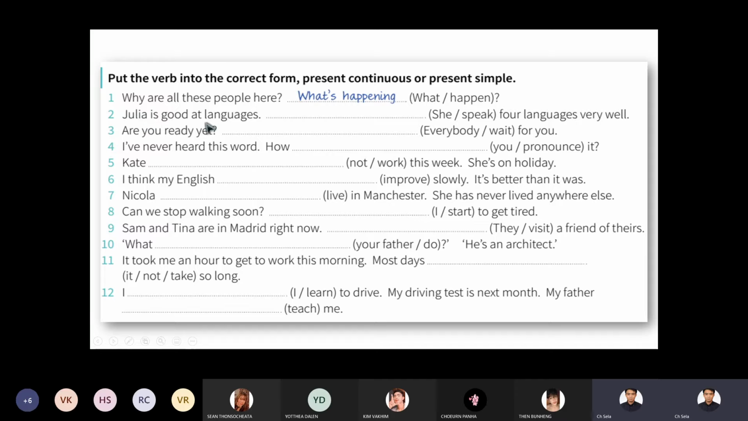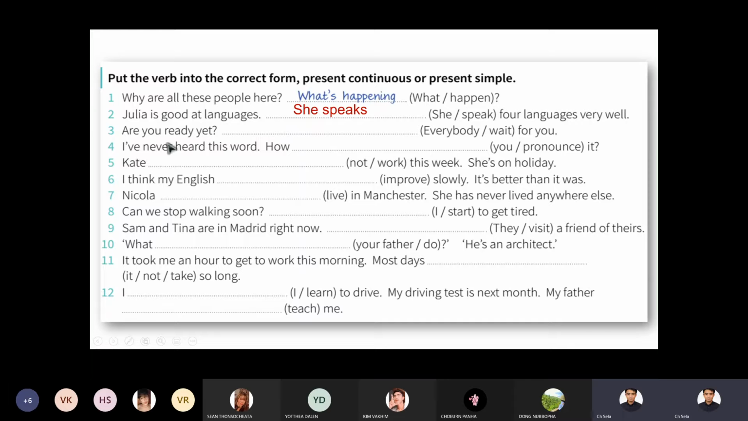Number two, Julie is good at languages. So we have see and speak for languages very well. So what do you put here? Hello, can you help me? What do you put here? Is it present simple or present continuous? Hello, guys. I'm talking to you. Present simple. So present simple, what is it? She speaks. Okay, very good. She speaks four languages very well.